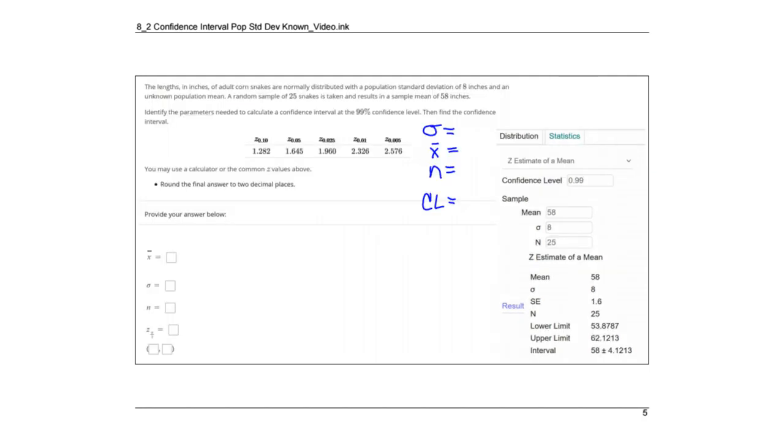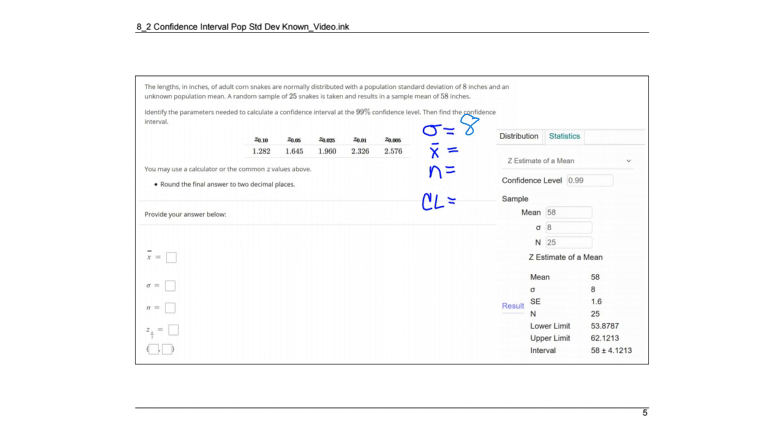All right, so let's take a look here. The lengths in inches of adult corn snakes are normally distributed with a population standard deviation of 8. Okay, so that's sigma. Sigma's 8. And an unknown population mean. That's what we're trying to figure out.